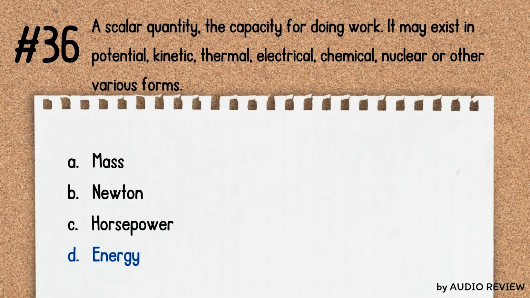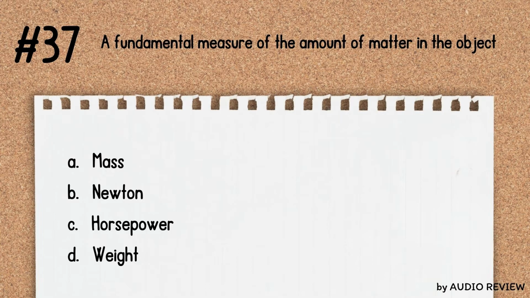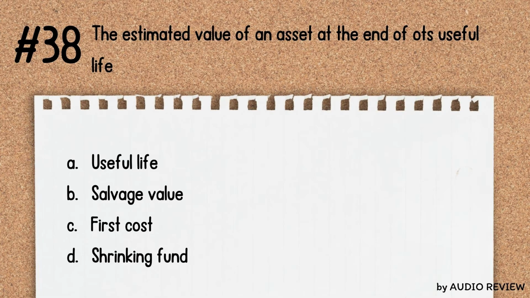Energy. Question number 37. A fundamental measure of the amount of matter in the object. A. Mass. B. Newton. C. Horsepower. D. Weight. The answer? It's A. Mass. Mass. A fundamental measure of the amount of matter in the object. Mass.